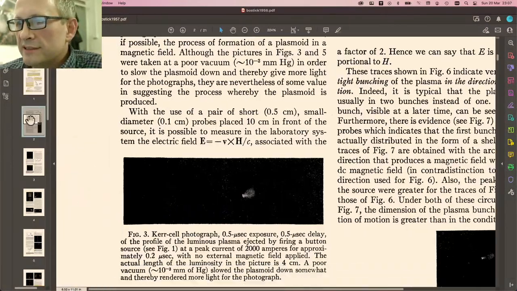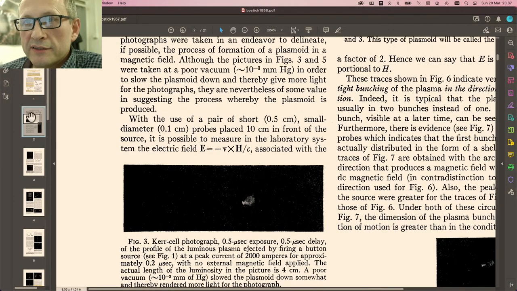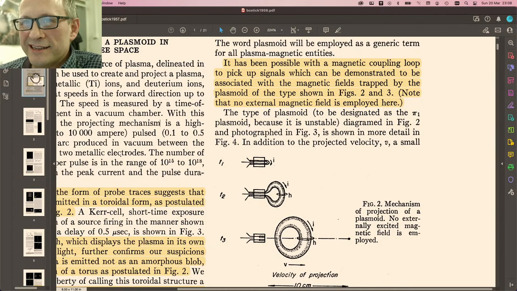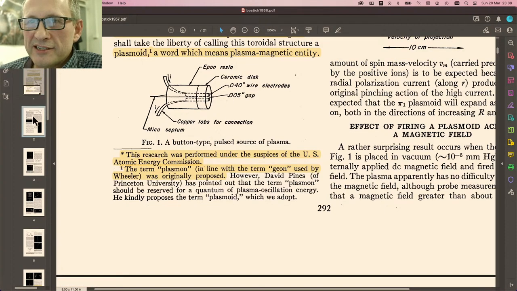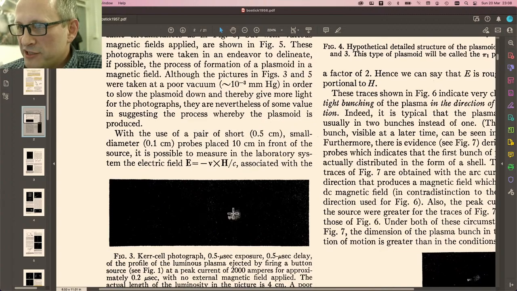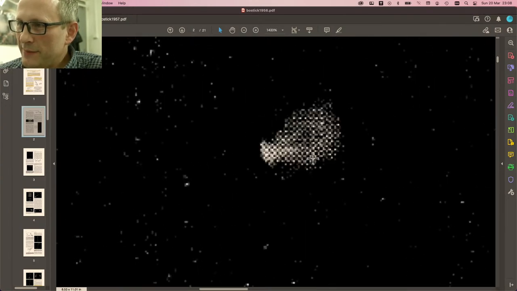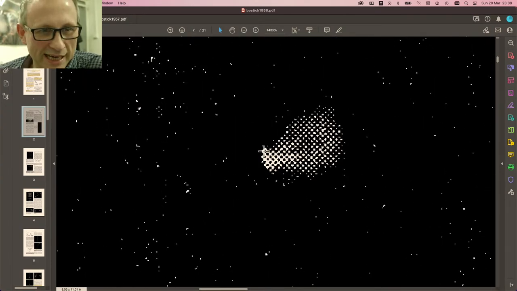Figure 2 is... that's figure 3. That's figure 2. Okay, yeah. So figure 3 down here is showing the emission of the toroidal plasmoid. It's not so clear because of the half-toning, but you can imagine that this is the plasma gun, and then you've got the toroid just about to leave the gun following the pulse there.